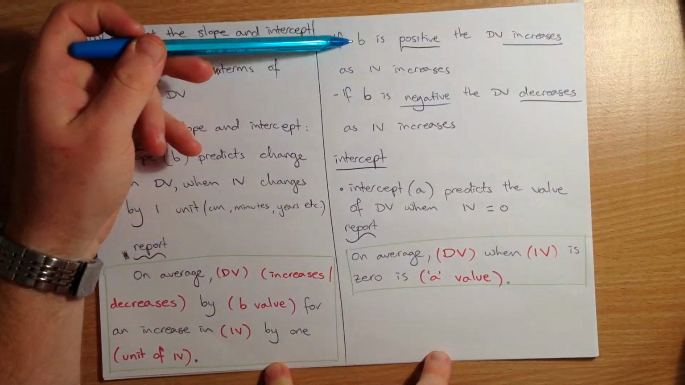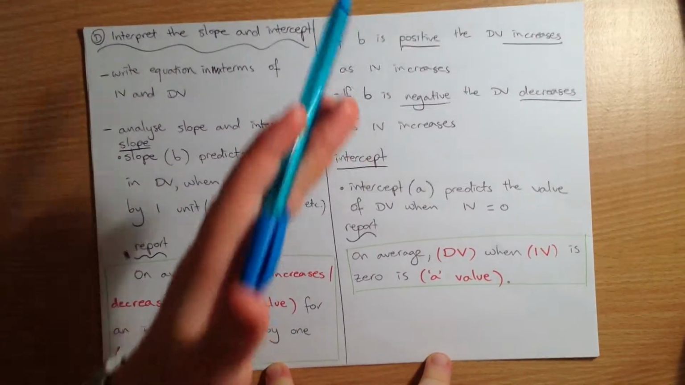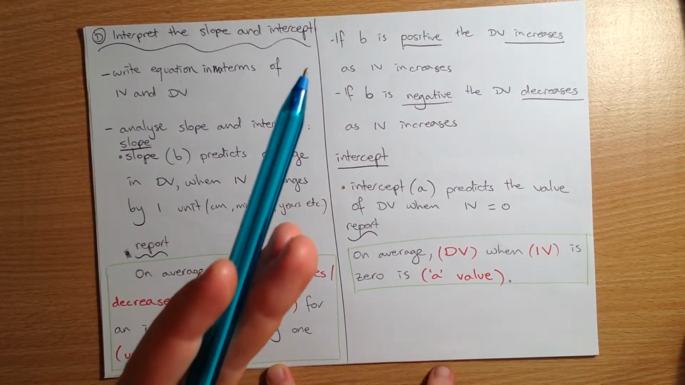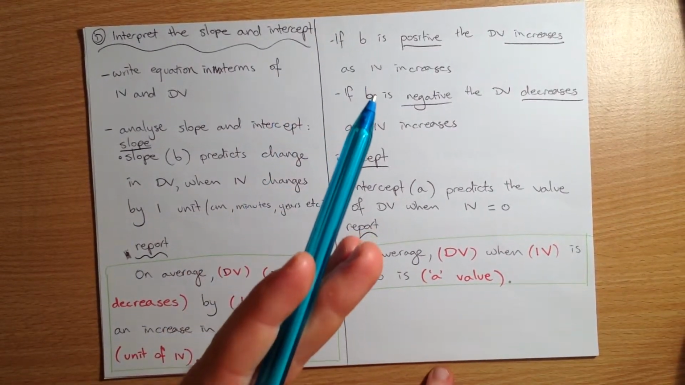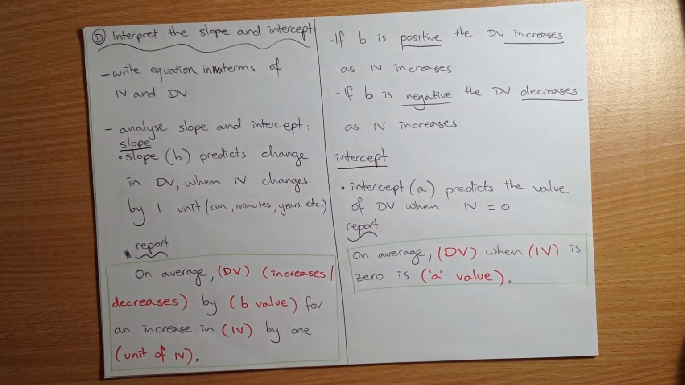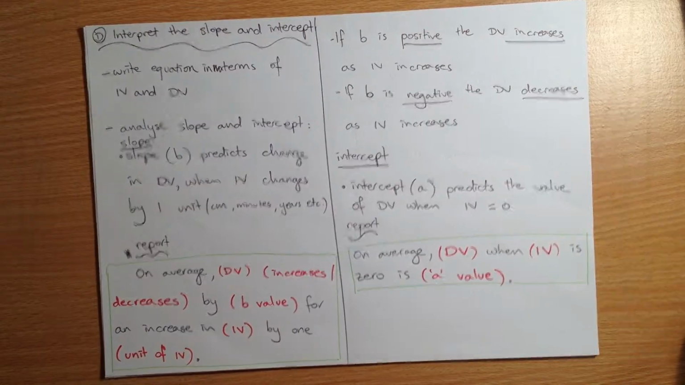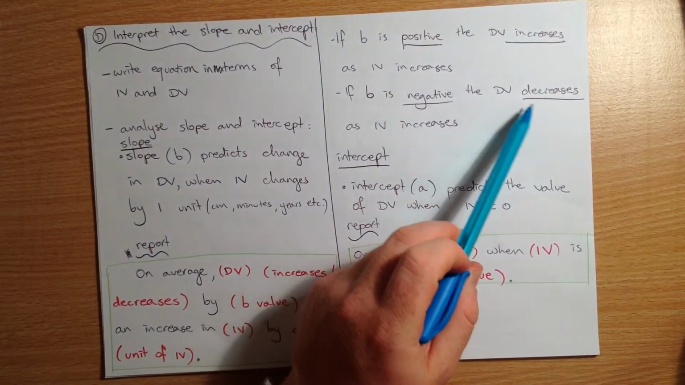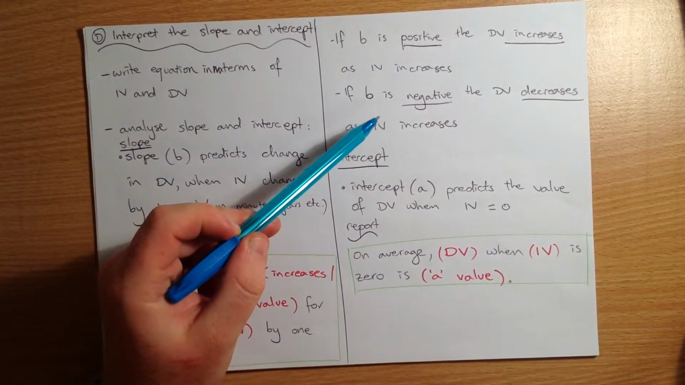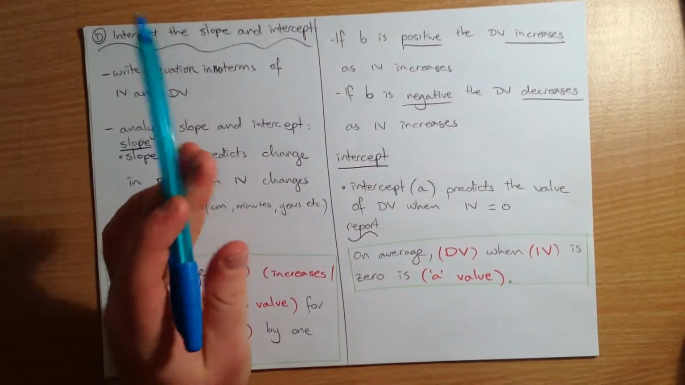If B is positive, if our slope or our gradient is positive, that'll happen if our dependent variable increases as our independent variable increases. But if B is negative, a negative gradient, that'll happen if our dependent variable decreases when our independent variable increases. We'll see some more examples in a minute.